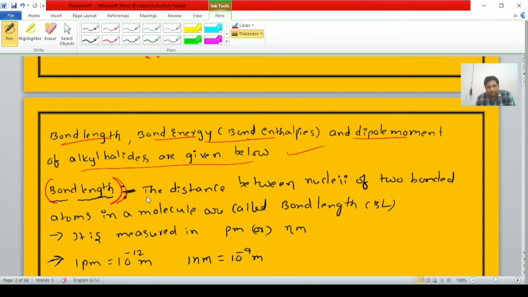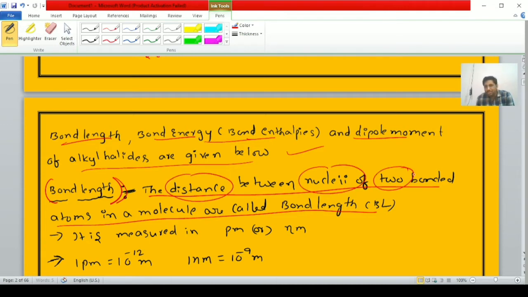Bond length. The distance between the nuclei of two bonded atoms in a molecule is called bond length. Bond length means, student, the distance between nuclei of two bonded atoms in a molecule.